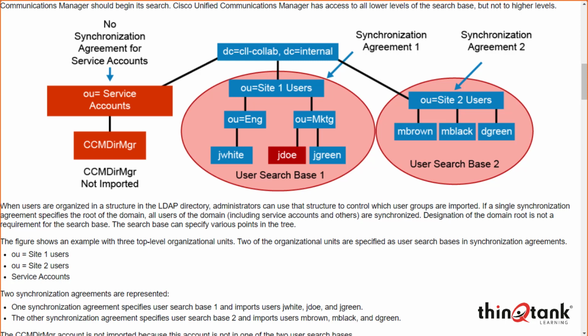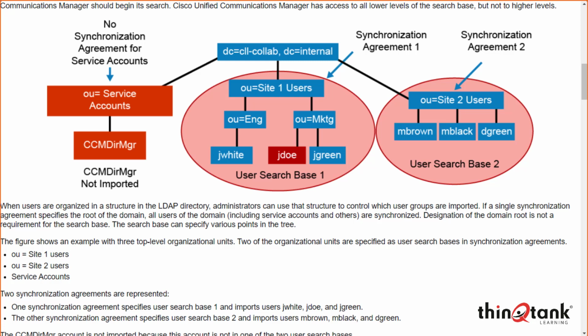Not only can we control which groups get imported, we can even create specific filters. Search base 1 says, I'm going to go ahead and pull the information from Site 1 users. I'm going to pull the users from engineering, and I'm going to pull the users from marketing, but I'm going to filter out John Doe. So you can get that granular if you want to.